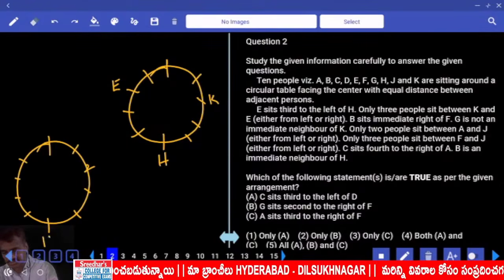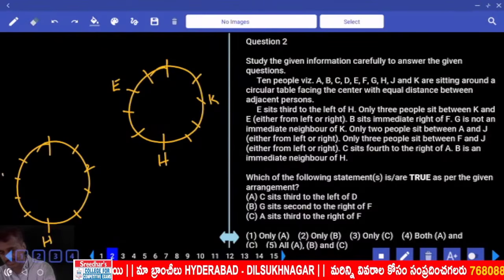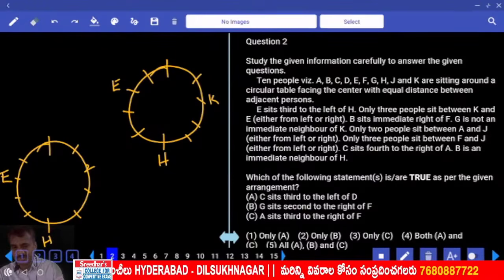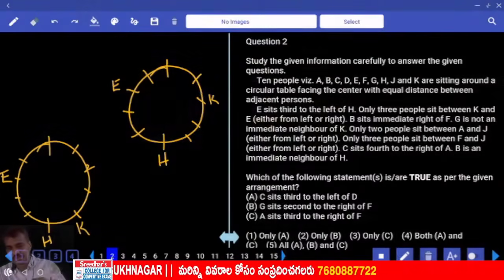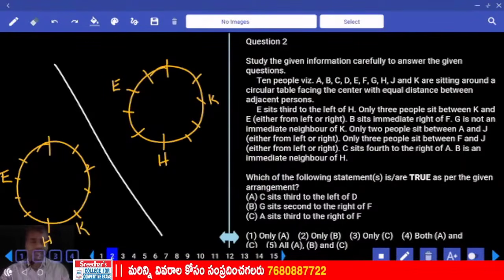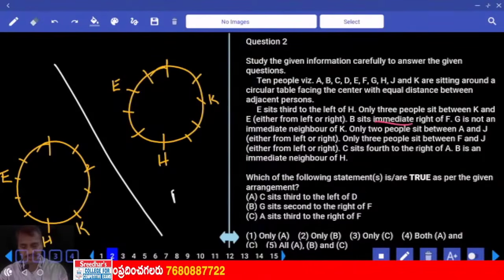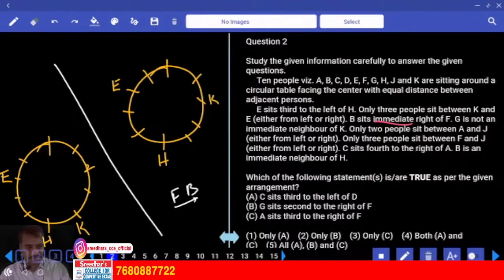Now H is here, and E sits to the left of H. And at the same time, 3 people between E and K. In this case, K is here. Now we have taken 2 possibilities simultaneously. B sits immediate right of F. Now B is to the immediate right hand side of F.